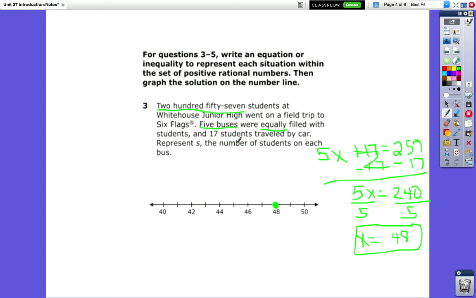Okay, we found the number of students on each bus. So there were 5 buses with x amount of students plus the 17 who went, which gave us a total of 257 students. So if we plugged 48 in for this x, we would have 5 times 48 plus 17 would equal 257. There were 48 students on each bus. There were not more than 48 students or less than 48 students. There were exactly an equal number of 48 students on each one of those 5 buses. This is why with an equation, you only have a little filled in dot on the number line.